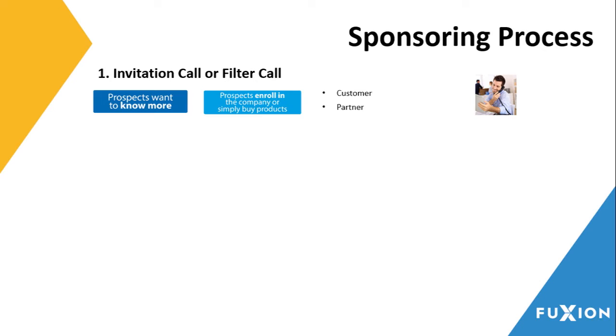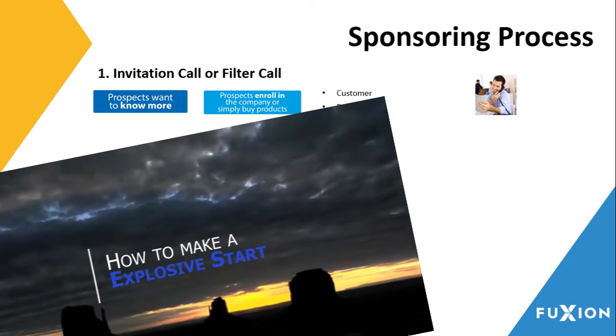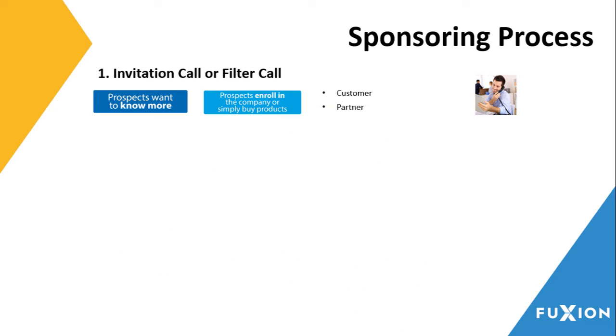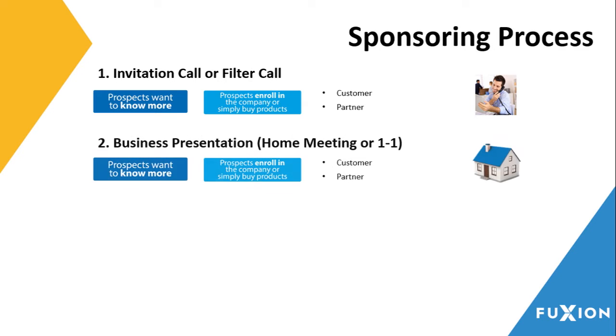Okay, as you may have seen before, it all begins with a filter call or invitation call. To learn how to excel doing it, you can review the Explosive Start video available on this website. After the filter call, if the person is interested, he or she should go to a business presentation that can be in most cases in a home meeting, which is obviously the most recommended because there is very good energy in it.